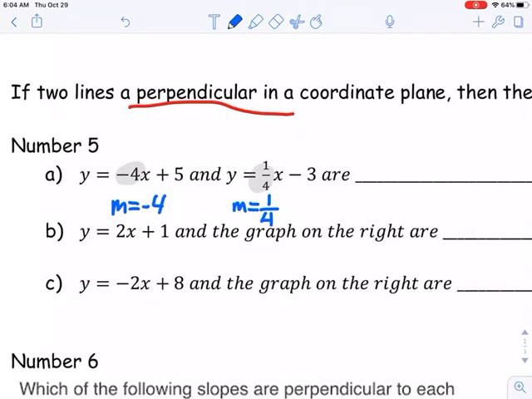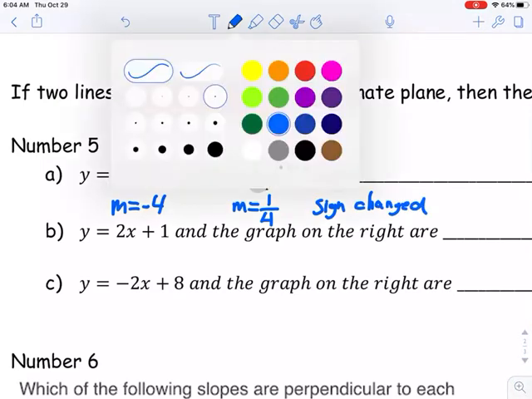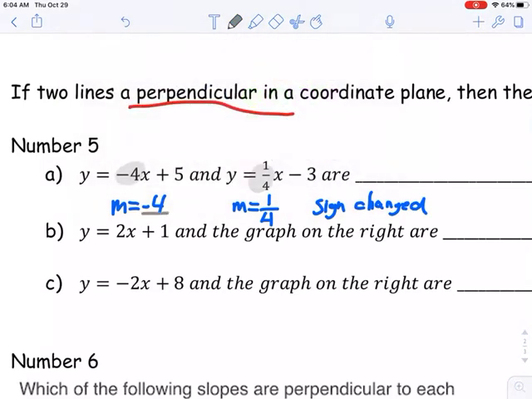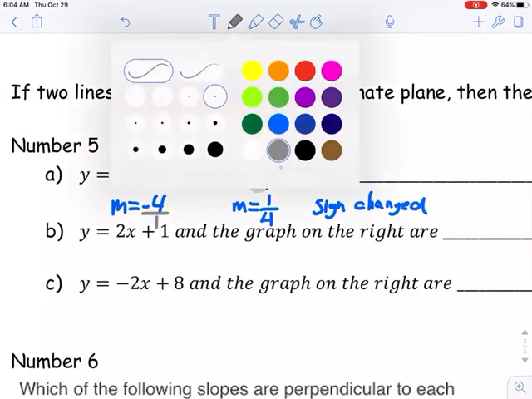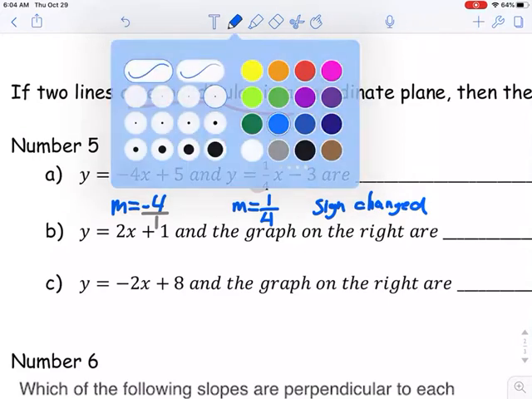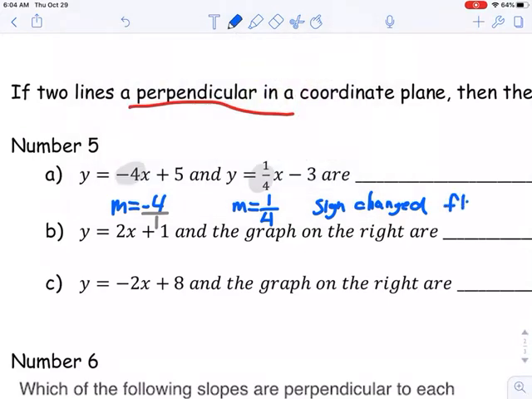All right, and notice how the sign changed. Furthermore, it's like negative 4 over 1. We don't write over 1 because technically every number is over 1. So the numbers did flip as well. So numbers flipped. So what's it going to be? It's going to be perpendicular.